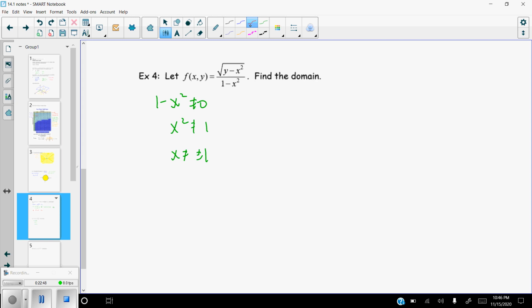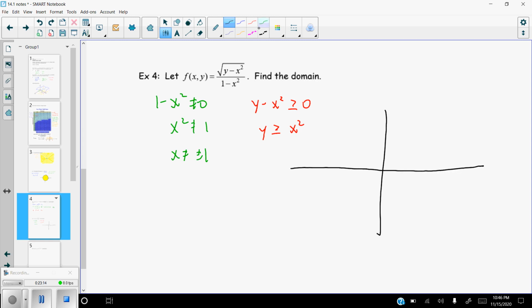We've also got this numerator to deal with. Now remember, you can't take the square root of a negative, so y minus x squared must be greater than or equal to 0, which means that y has to be greater than or equal to x squared. And if you just go with the equal part, y equals x squared is a parabola. So that's going to help us with our 2-dimensional projection here. We know that x can't be positive or negative 1. So I'm just going to draw vertical asymptotes at positive and negative 1, because I know that cannot be included. And then we've got y equals x squared.